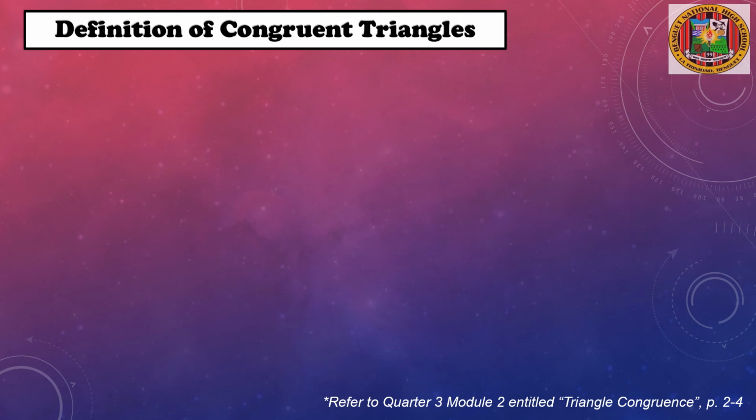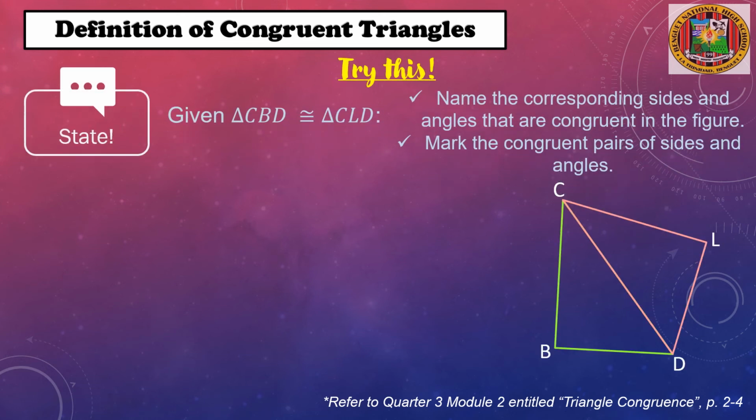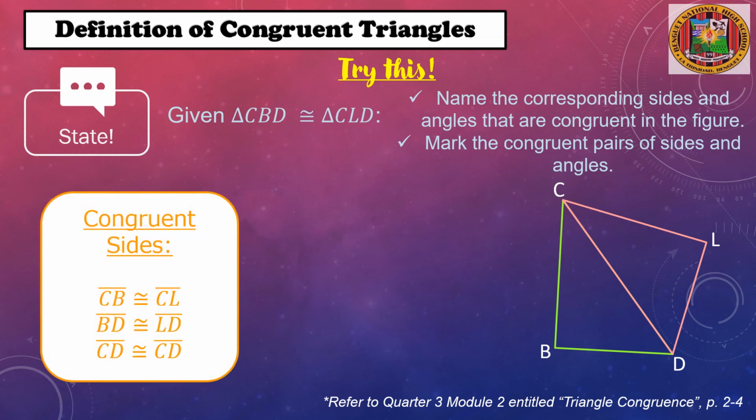Let us state our conclusions. Given the triangle CBD is congruent to triangle CLD, we identified and marked with similar hash marks the following congruent pairs of sides. Line segment CB is congruent to line segment CL. Line segment BD is congruent to line segment LD. And line segment CD is congruent to line segment CD.